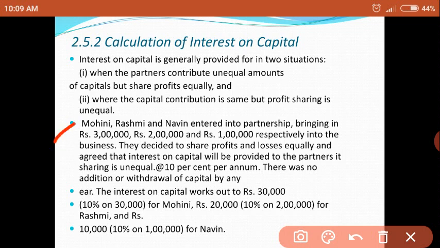Let's solve an example here. Mohini, Rashmi and Naveen are partners. They enter into partnership, bringing in rupees 3 lakh, 2 lakh and 1 lakh as capital. 3 lakh is contributed by Mohini, 2 lakh by Rashmi and 1 lakh by Naveen respectively. They decide to share the profit equally. So this is the first situation, an unequal amount of capital from the partners and an equal ratio, and it is agreed that interest on capital will be provided to the partners.